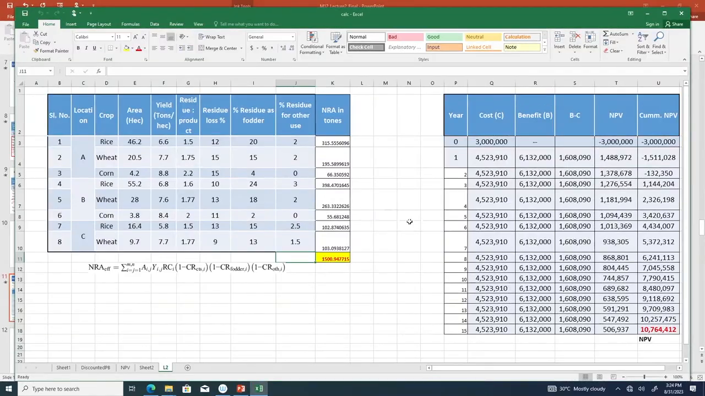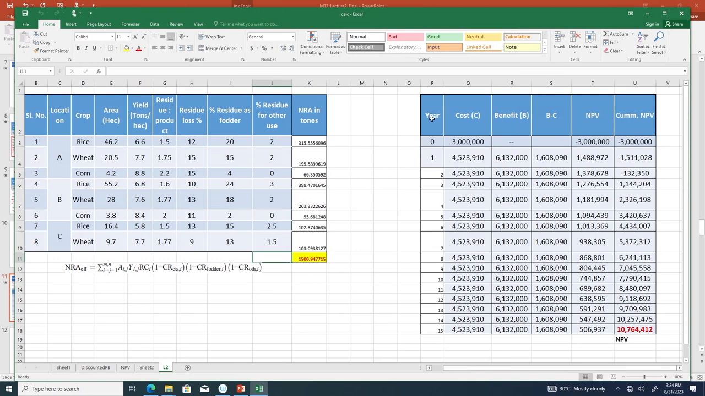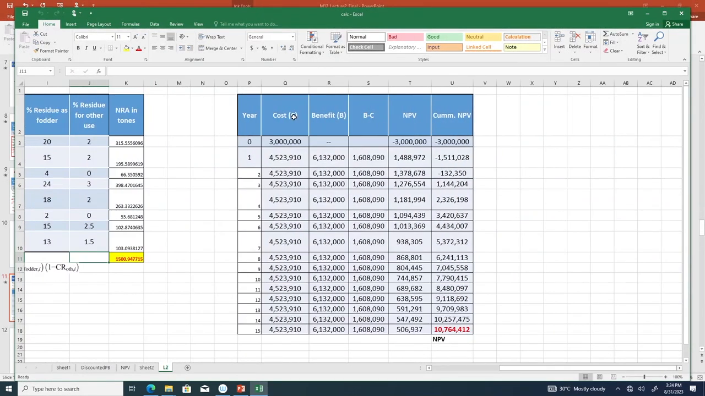These calculations I can show in a spreadsheet, so you can have a look at how I have done it. I have already done the calculations. The first column is year, the second column is cost, the third column is benefit, then we have B minus C, benefit minus cost, then we have NPV, and then cumulative NPV. Here the investment is 30 lakhs, which you need to consider. For year 1, the cost comes out to be 45,23,910, and the benefit is calculated to be 61,32,000. So B minus C, that's the profit, right?